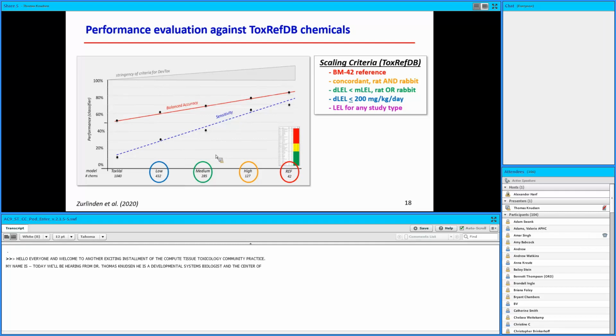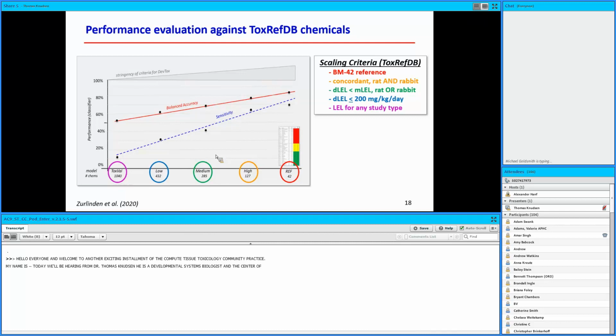And now what we've added back in is largely chemicals where the DLEL may be low, but it is consistent with the maternal LEL. So we don't know if this is having an effect directly on the fetus, or is it because the mother is being affected.